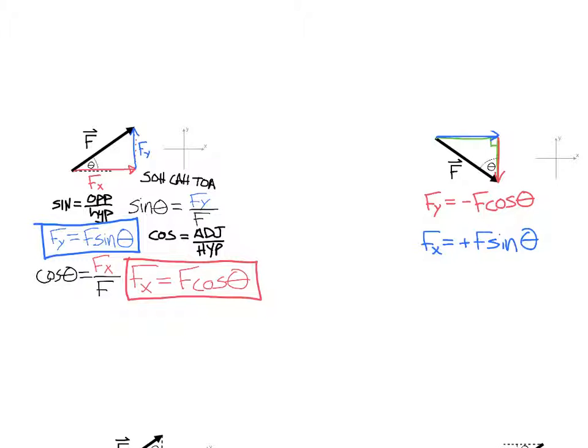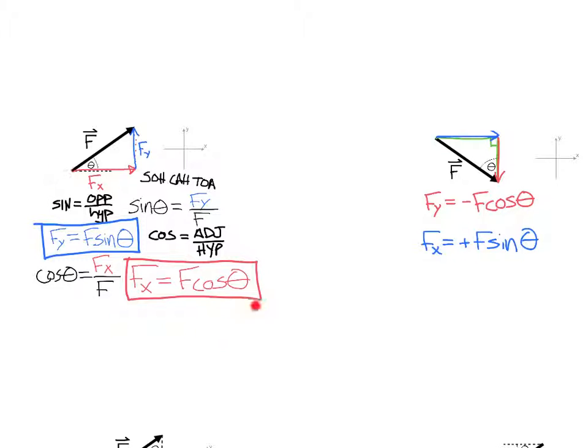In our first example, x was cosine and y was sine. And over here, we have x is sine and y is cosine. So you can't just follow some rule that always says x is cosine and y is sine. That only works if you're given the angle from the horizontal down here. So pay attention to where your angle is located because it can change things.